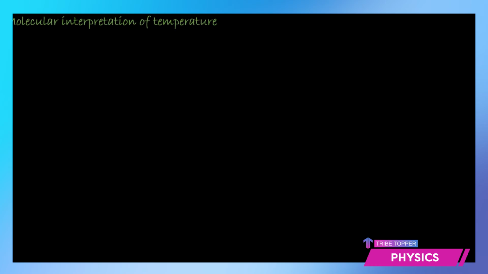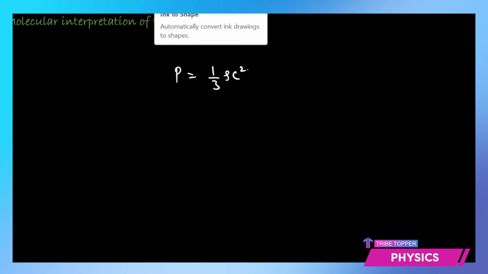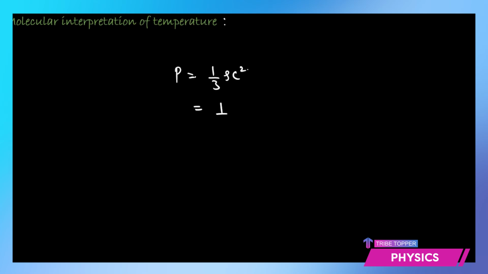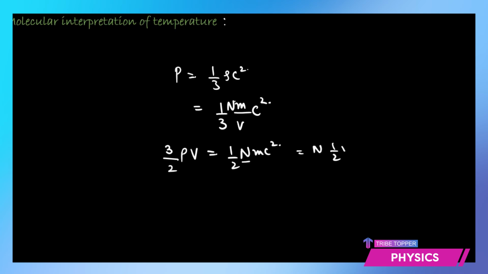And for the molecular interpretation of temperature, we continue from what we just found above, that pressure is 1 by 3 rho c squared. If we convert it into another form where we replace the density with mass over volume, and for n particles it will be n times m over V, times c squared. Now multiply both sides by 3 by 2, so you get 3 by 2 P, and you can take V up, is equal to half n m c squared. If you take n outside, you get half m c squared.